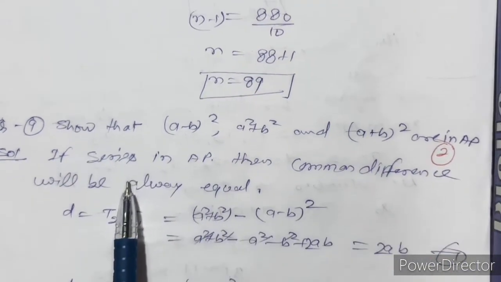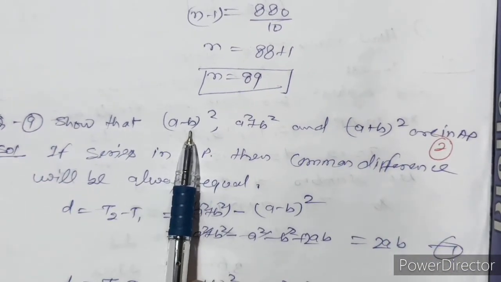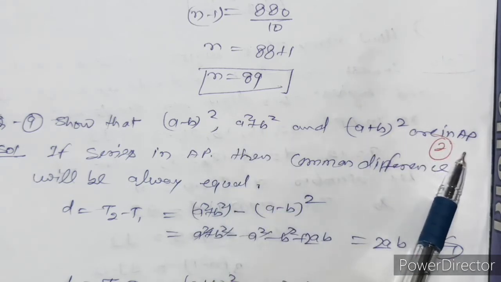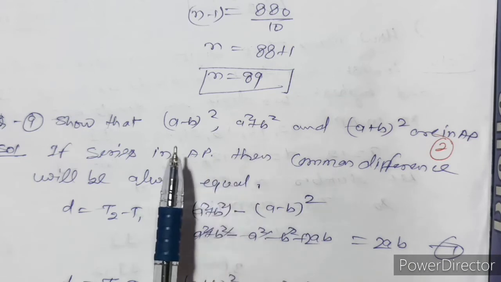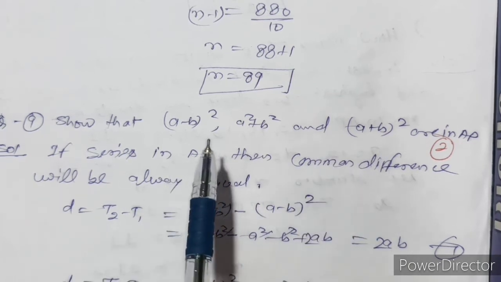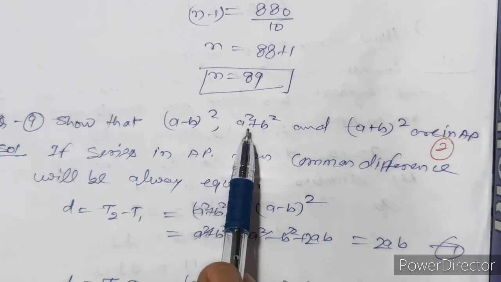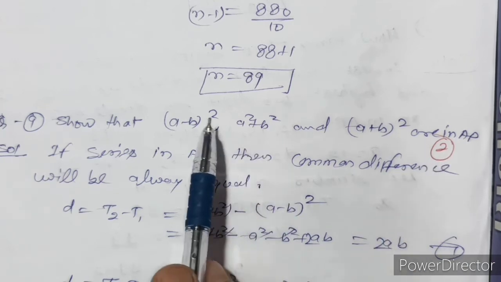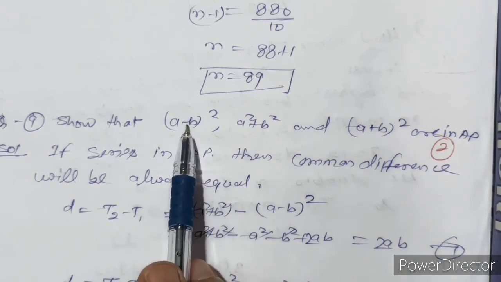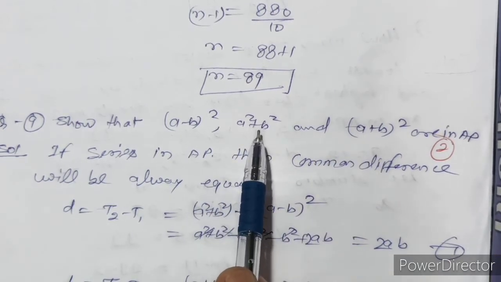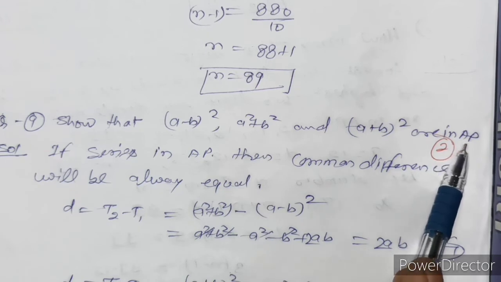In question number 9, show that (a minus b) whole square, a square plus b square, and (a plus b) whole square are in AP. How can we show that these numbers are in AP? There are two methods. If you get the difference between consecutive numbers the same, then it is an AP. Otherwise, the arithmetic mean: first number and last number added and divided by 2 gives the middle term. It is also a method of checking an AP.